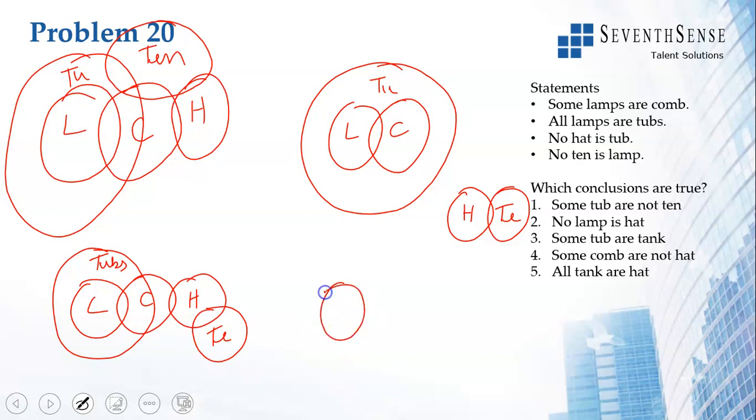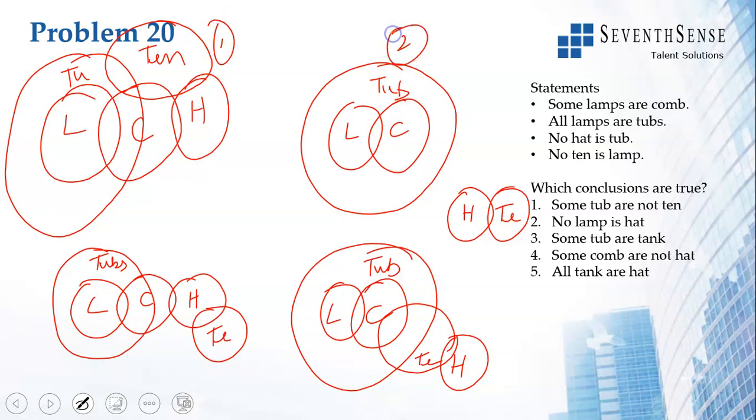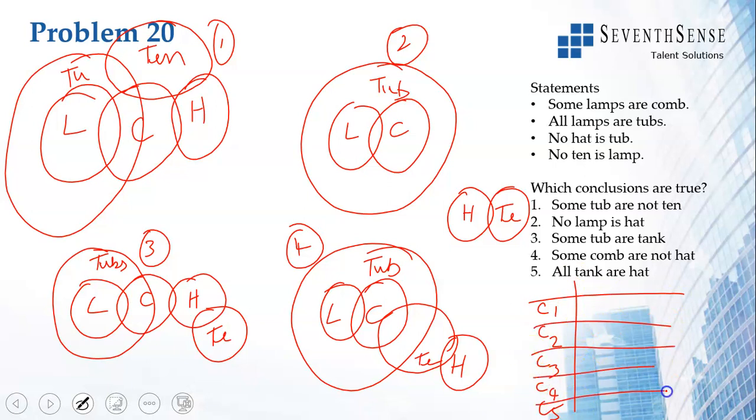Another way of drawing it: some lamps are combs, all the lamps are tubs, no hat is a tub, no tin is a lamp. This is tub. So diagram 1, diagram 2, diagram 3 and diagram 4. So I have conclusions 1, 2, 3, 4, 5, and diagrams 1, 2, 3, 4. Let us see. We don't have the word possibility, so your conclusions have to be true in all the diagrams.